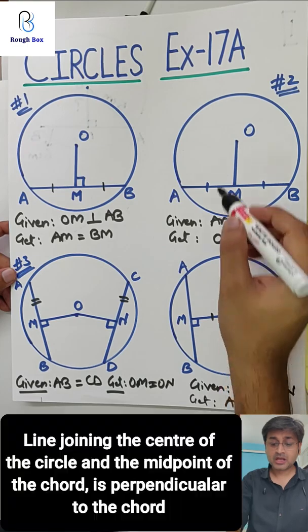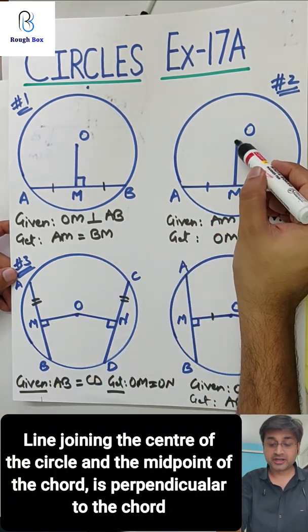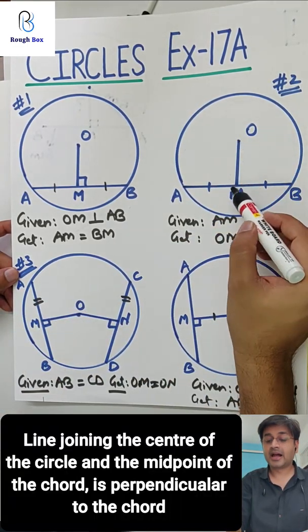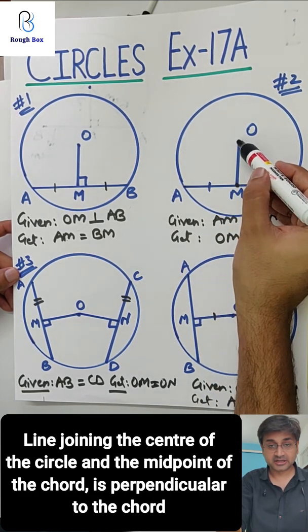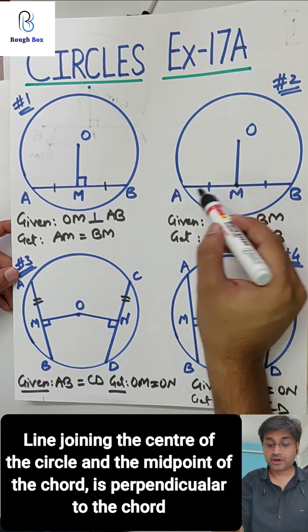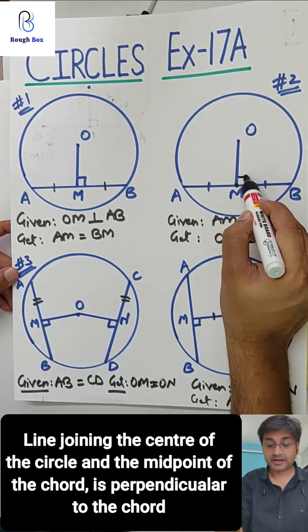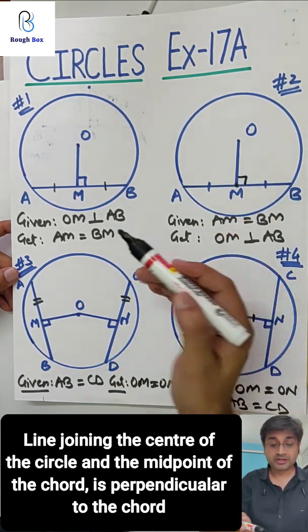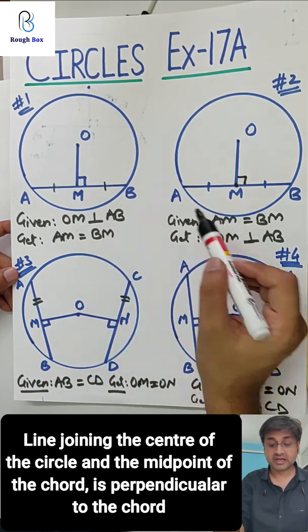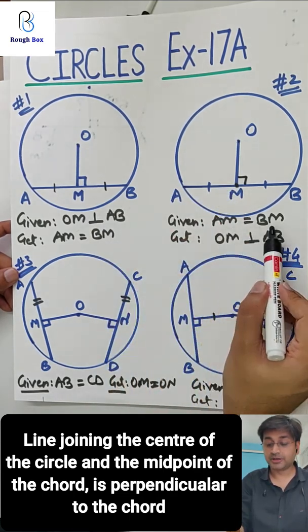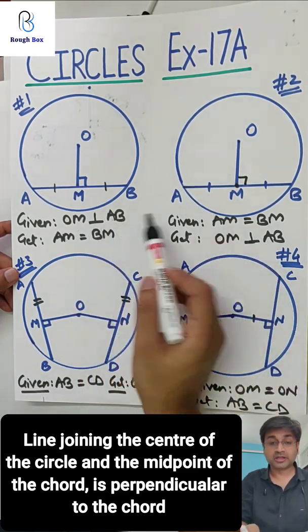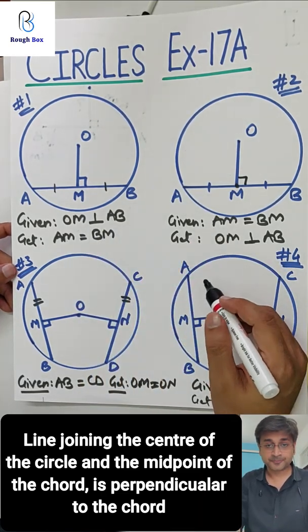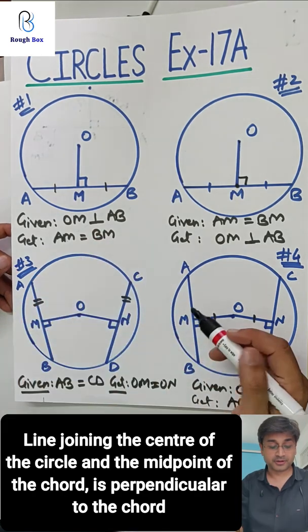The next one, write it down please. Line joining the center of the circle and midpoint of the chord is perpendicular to the chord. So what you are being given is exactly the opposite of this. Now you've been given that AM is equal to BM. And what you are getting is OM perpendicular to AB. So both are converse to each other. Very important, both the properties.